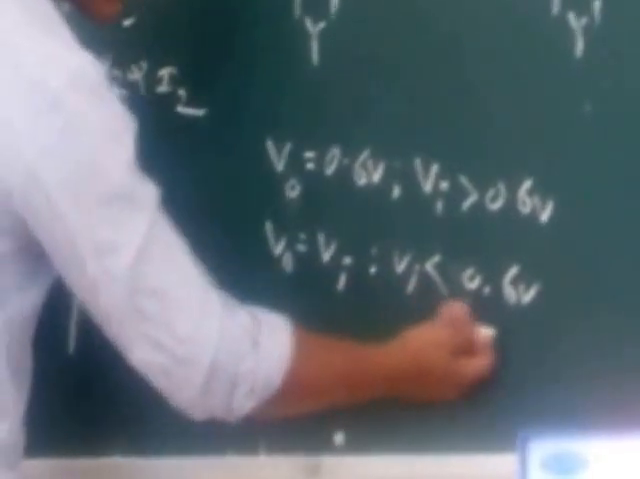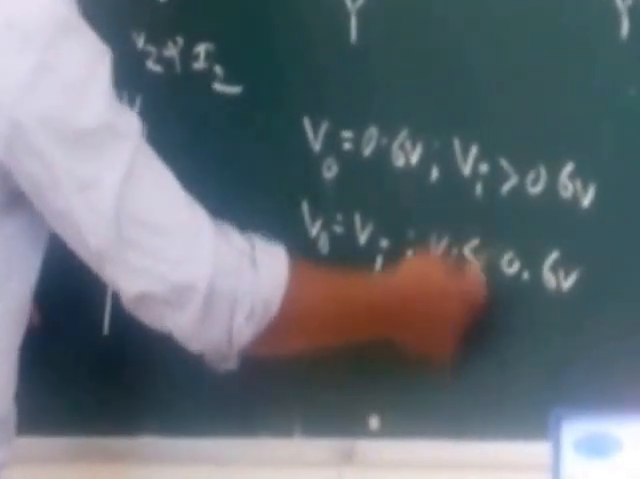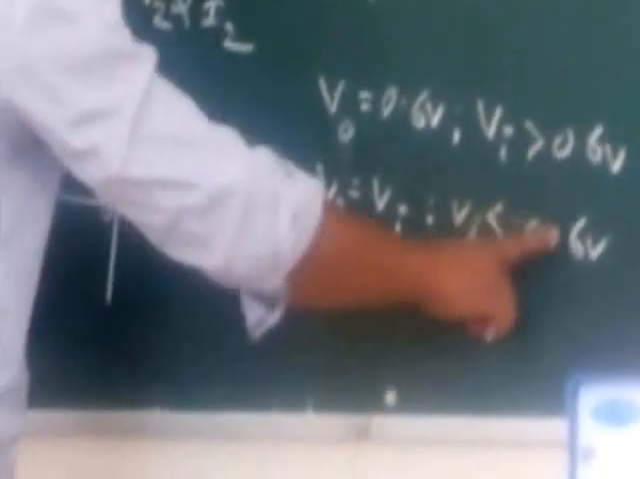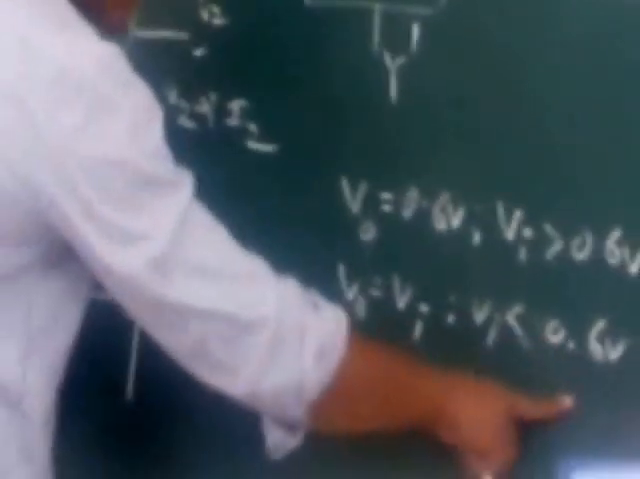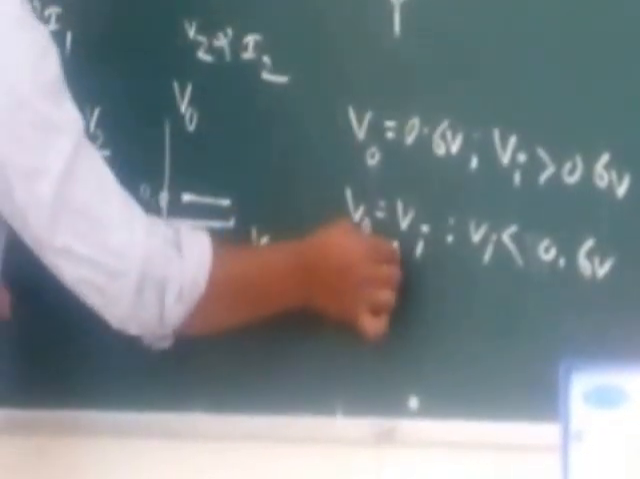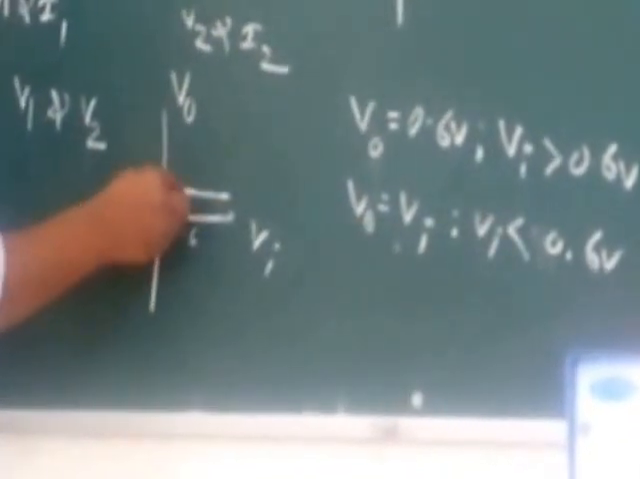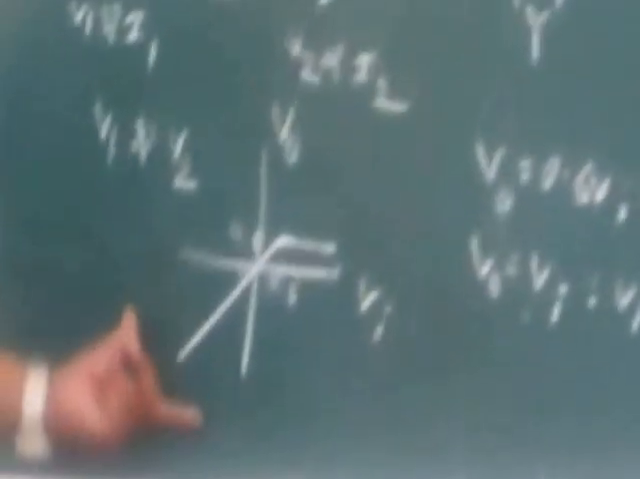But whenever the input is less than 0.6, that means 0.5, 0.2, 0, minus 2, minus 5, the output is equal to the input only. If the input is 0.5, the output is 0.5. Input 0, output 0. Input minus 2, output minus 2. So input equal to output represents the linearity characteristics, and we get a graph like this. This represents the transfer characteristics of one particular circuit.